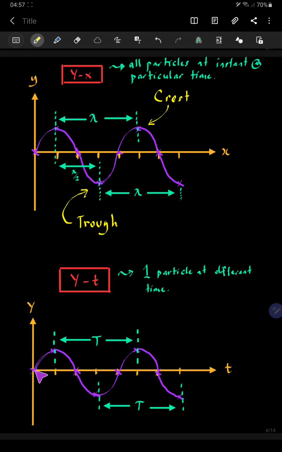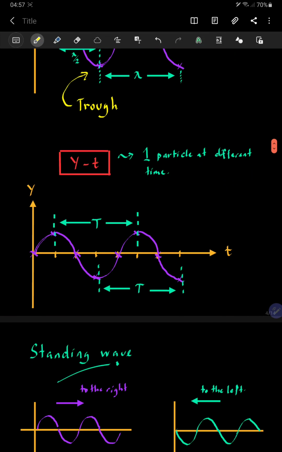What happened at t0, at t1, at t2, at t3, at t4? We are focusing on one particle only, at different times. And from the x-axis, which is t, we may know the period. The distance between crest and crest represents the period, or between trough and trough represents the period.